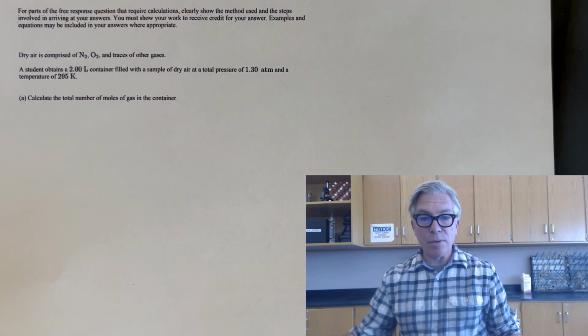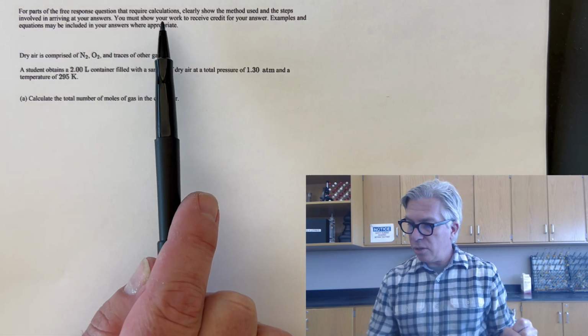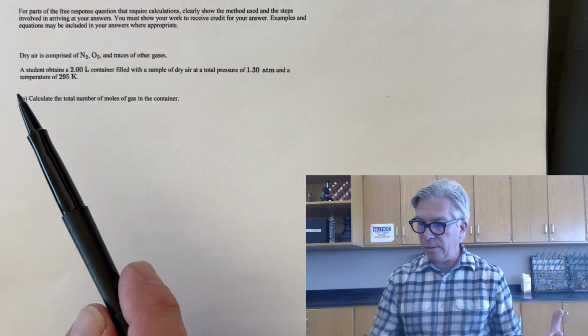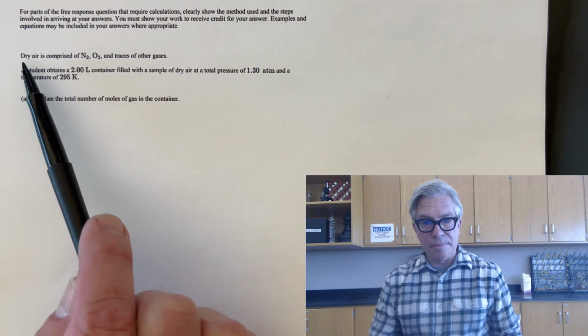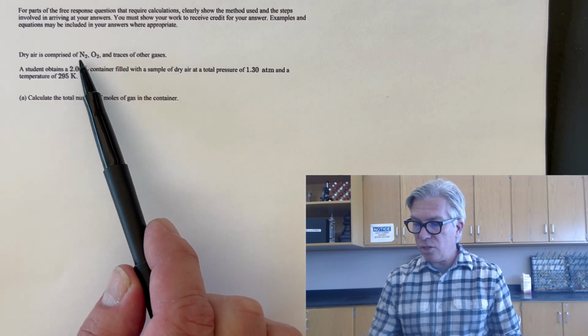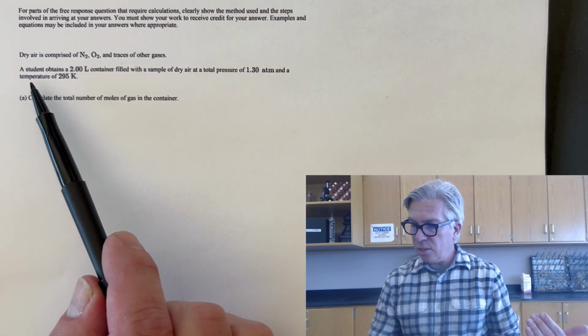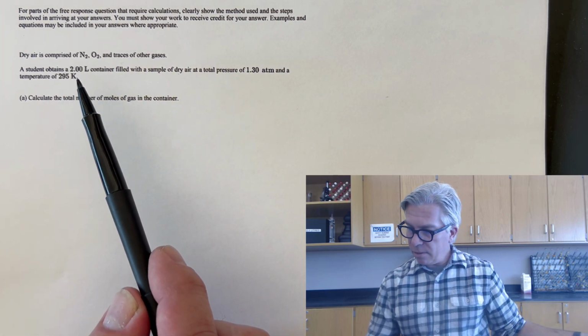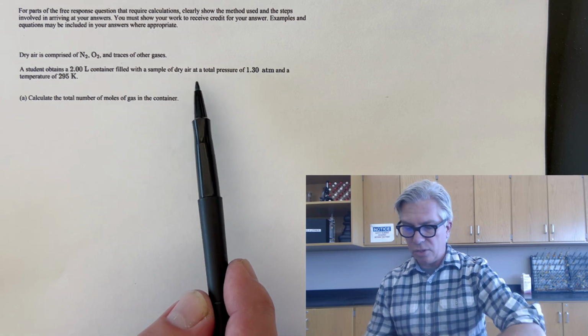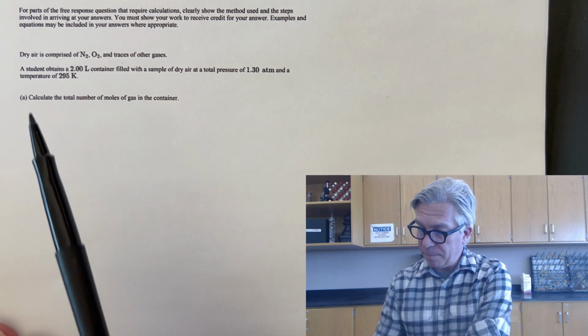All right, the next one has a couple of parts to it. For parts of this free response question that require calculations, clearly show the method used and the steps involved. So we're going to do that. So dry air, we're talking about dry air here, is comprised of nitrogen, oxygen, and traces of other gases. A student obtains a 2-liter container filled with a sample of dry air at a total pressure of 1.3 atmospheres and a temperature of 295 Kelvin.